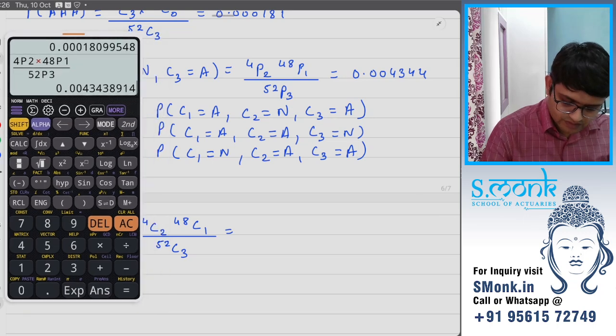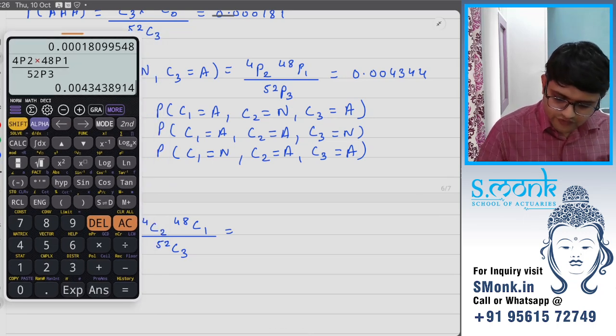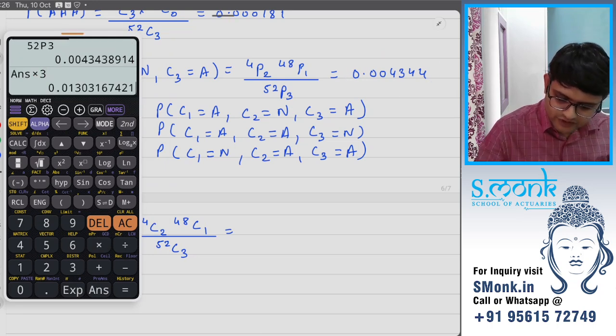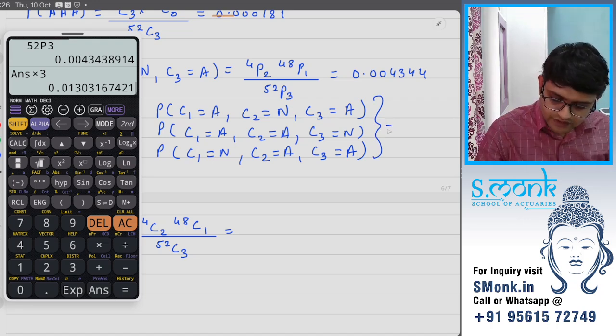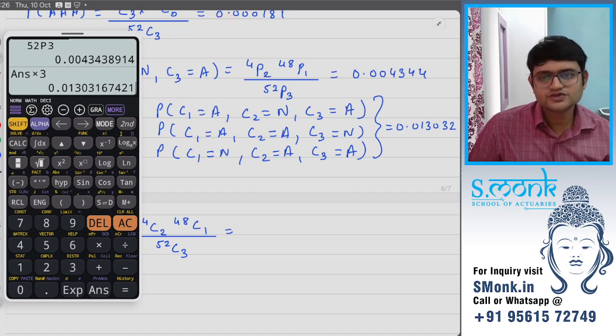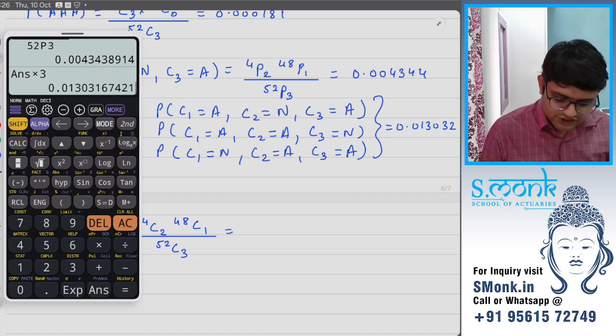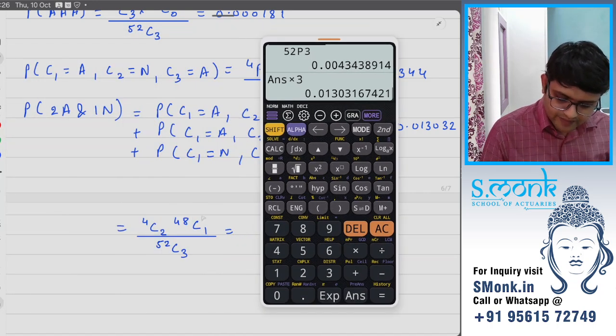And first of all, let me show you, this is the permutation we got if I multiply it by 3, because as I said, all of these 3 are exactly the same. This is what we would have got, 0.01303. Now let's check, do we get the same answer using the combinations?